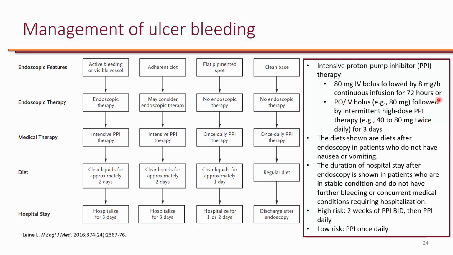Now, at the moment, some institutions are implementing this. The European guidelines were updated in 2015, and they used that study, which you were required to read, to make this recommendation. Our guidelines haven't updated yet, so they still recommend 80 milligram followed by 8 milligram per hour continuous infusion. But some hospitals are starting to implement the intermittent dosing.